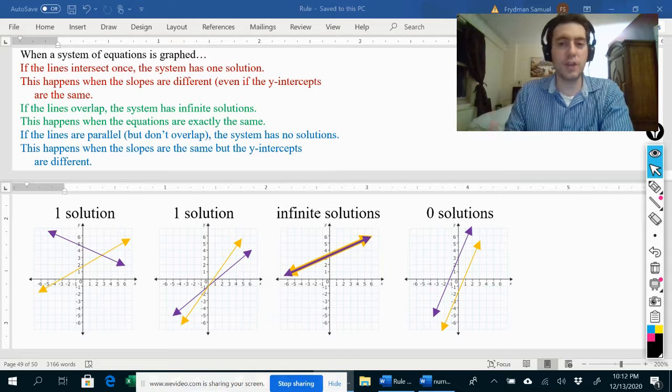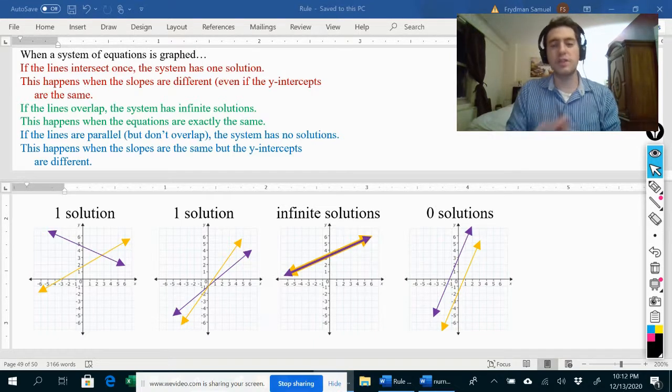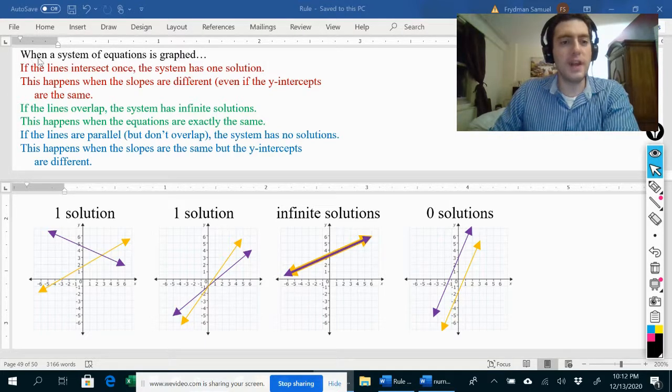And we're also going to be talking about linear equations. So when we graph those equations, we always get straight lines. We're only talking about linear equations in these videos. All right. So when a system of equations is graphed, if the lines intersect once, the system has one solution.